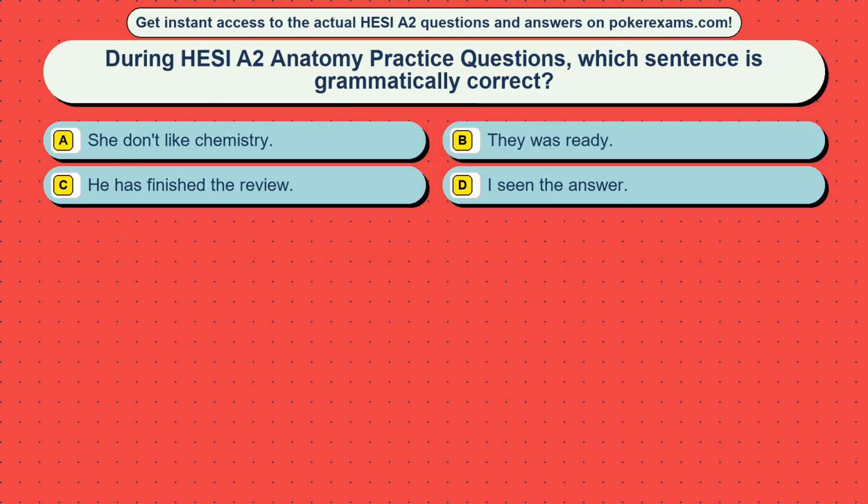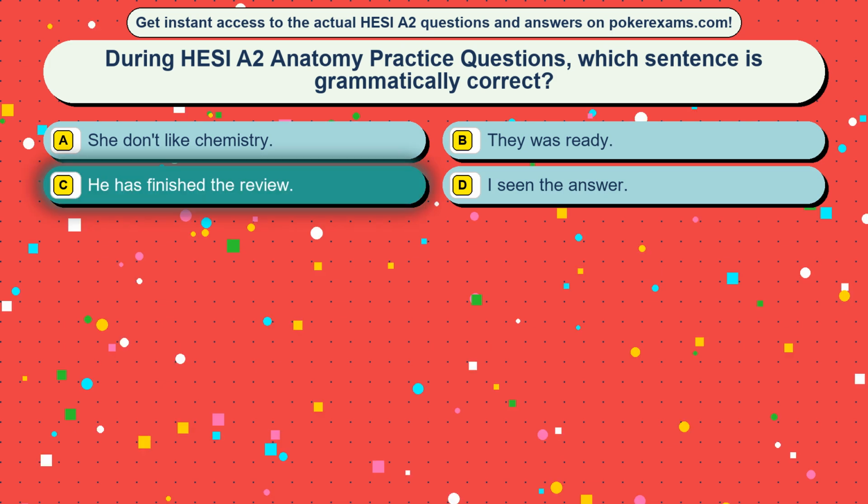Question 21. During HESI A2 anatomy practice questions, which sentence is grammatically correct? Option A, she don't like chemistry. Option B, they was ready. Option C, he has finished the review. Option D, I seen the answer. The correct answer is option C, he has finished the review.